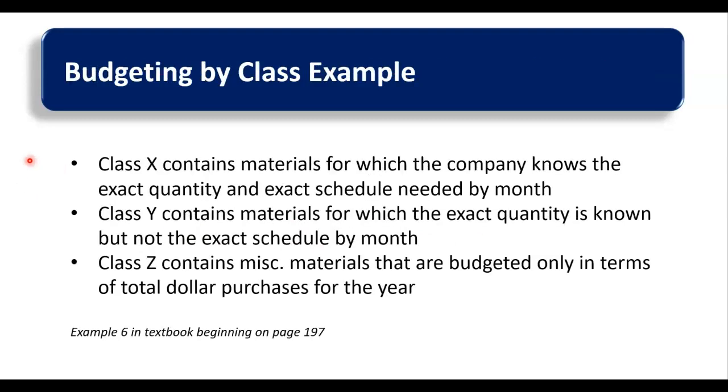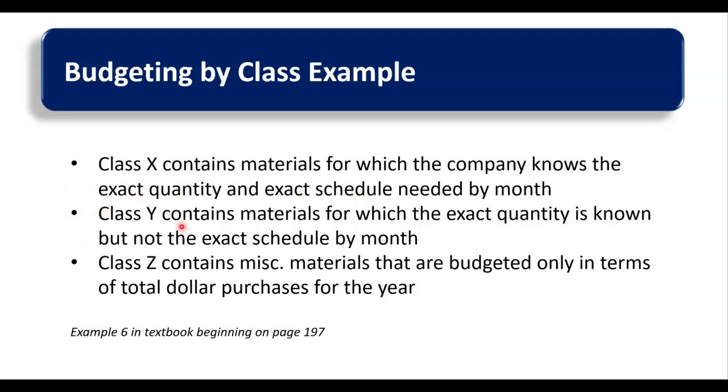Your textbook defines 3 different classes. If you look at example 6 on page 197, it breaks these materials down into 3 different classes for us, which is a pretty good breakdown of how you would do this in the real world. Class X are materials for which they know the exact quantity they're going to need, they know the price per unit, and they know the exact schedule by every single month that they'll need this product. So a slightly more significant part of the finished good.